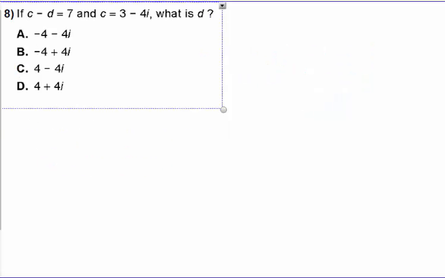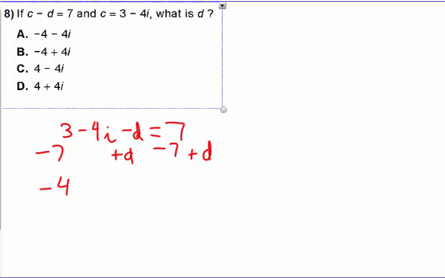Okay, so looking at this one, all we need to do is plug in 3 minus 4i for C, and then solve it for D. So I think the easiest thing to do right here would be to add D to both sides and subtract 7 from both sides. So we end up with negative 4 minus 4i. So your answer would be A.